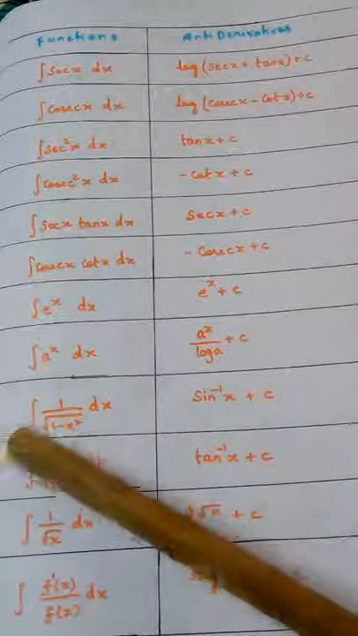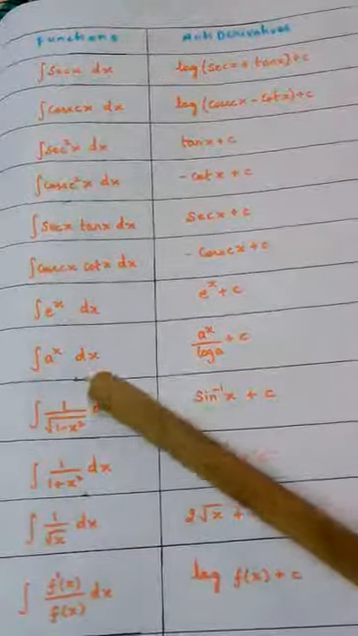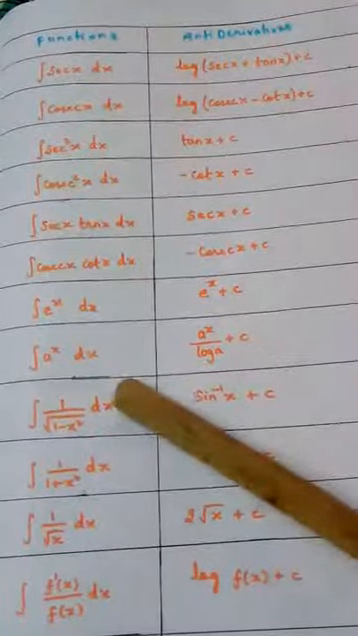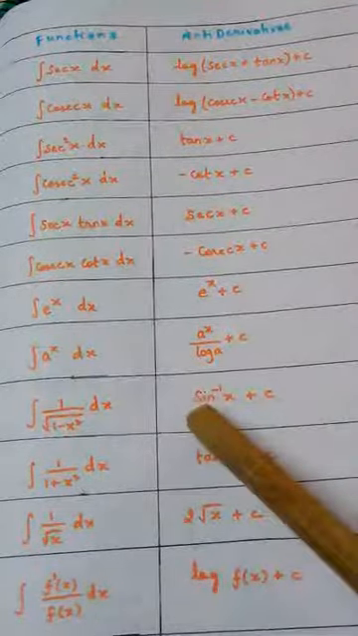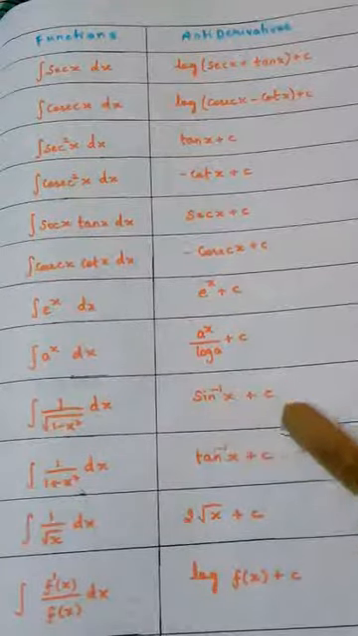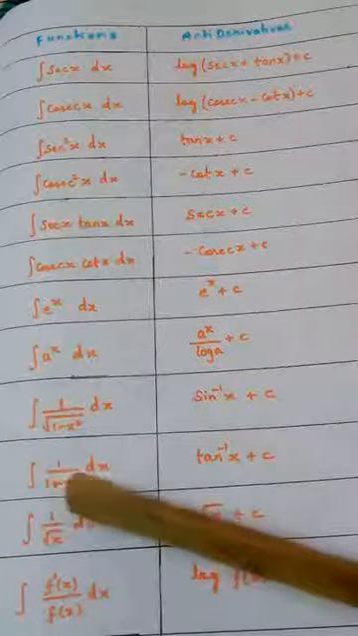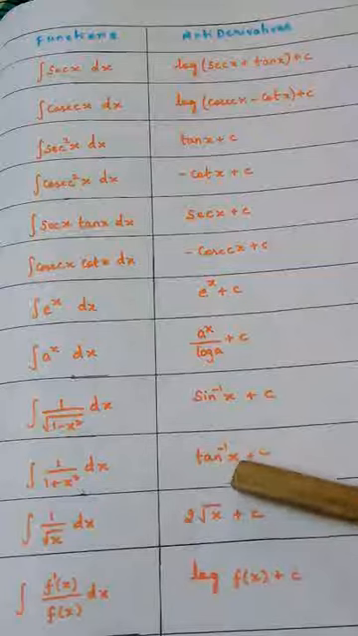Again I repeat, integral 1 by root of 1 minus x square dx. What does this dx stand for? We are integrating with respect to x. That is the meaning. Answer is sin inverse x plus c. How to read this? Sin inverse x plus c. Integral 1 by 1 plus x square dx, answer is tan inverse x plus c.